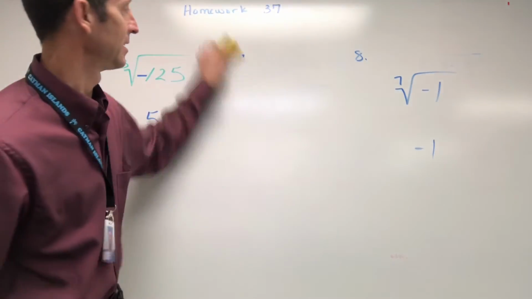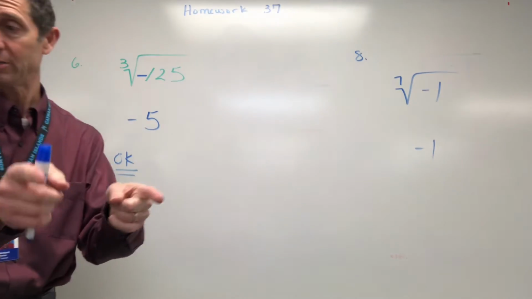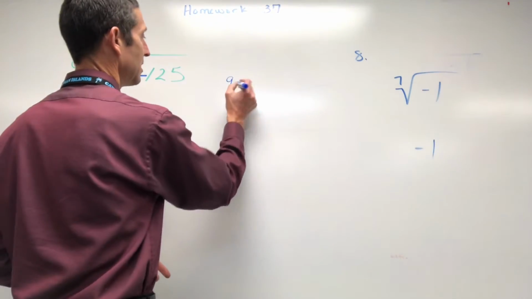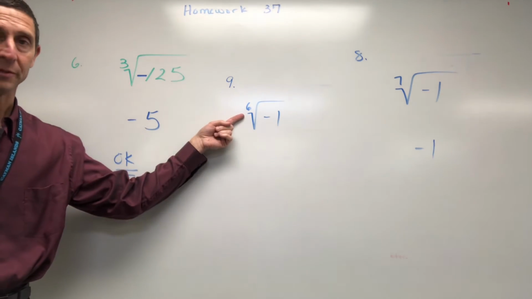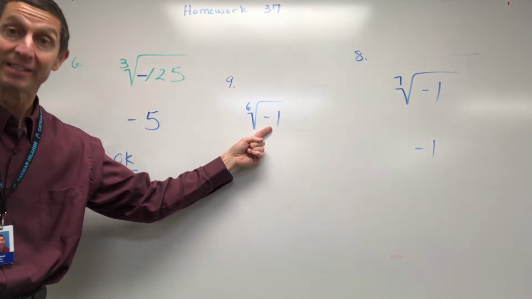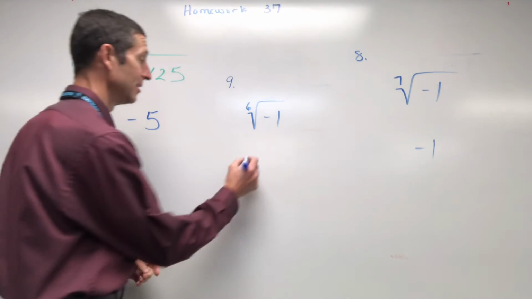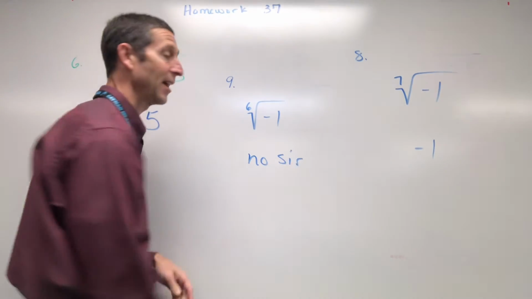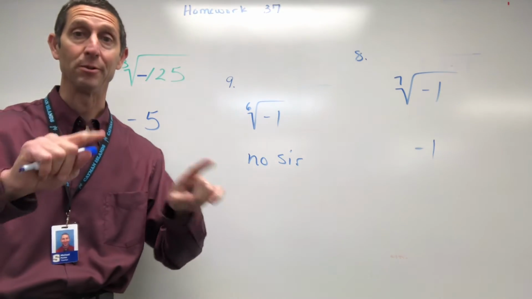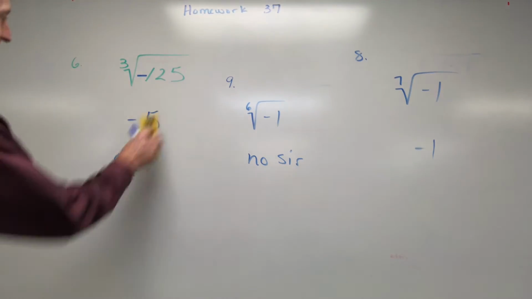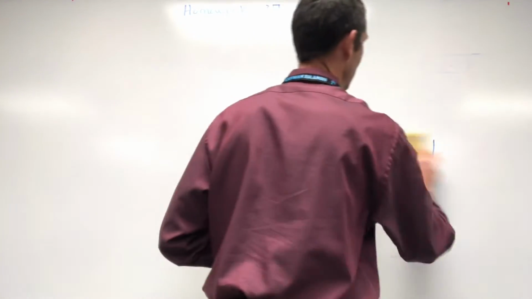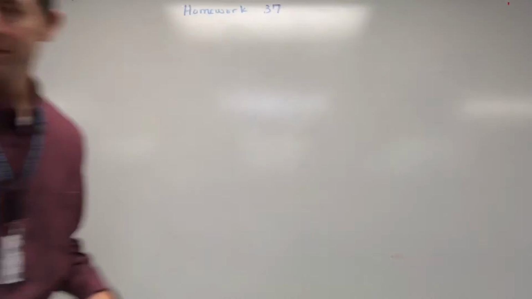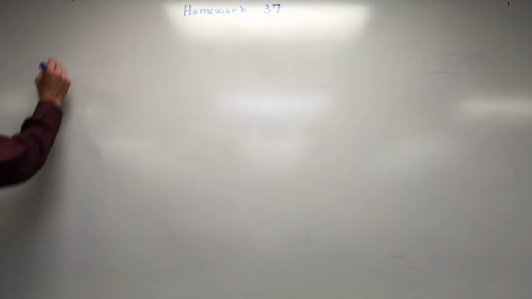But if that's an even, then you got trouble. So let's say number 9, we got a 6th root of negative 1. This is an even number. That's a negative inside, and no sir, that is going to be not a real number. Wow, that is 9 examples really fast. Okay, running through those 9. Let's do 10, 11, and 12 as fractions.